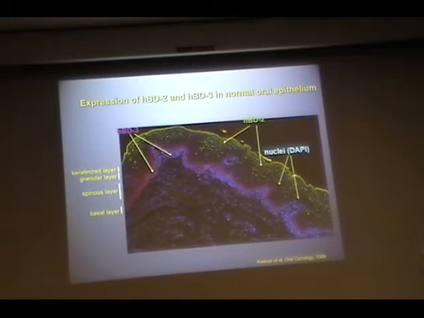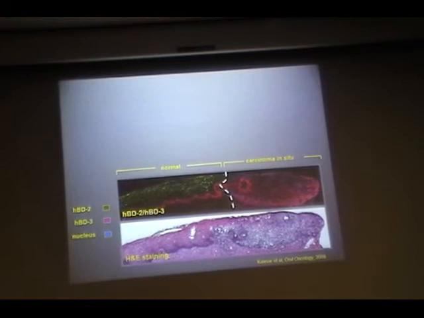Now there are regions where that stratum corneum is thicker and thinner. It's not anywhere near what you see in the skin. But this is an example of what you see under normal conditions. But notice what happens under abnormal conditions.